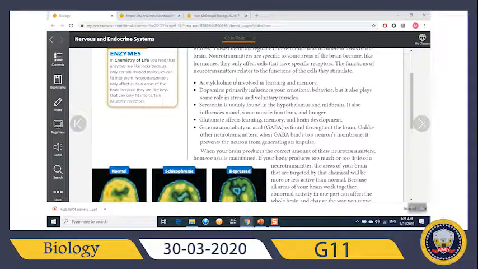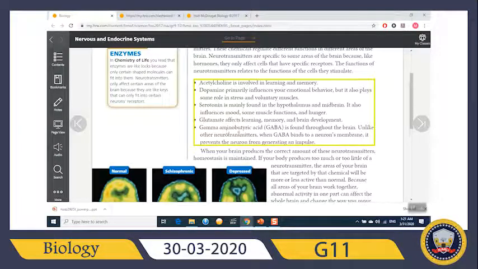Serotonin. Serotonin is mainly found in the hypothalamus and midbrain. It also influences mood, some muscle function, and hunger. So, if I want to measure your serotonin levels while you are saying, I'm feeling hungry, I will notice that the serotonin levels are higher than normal. Now, glutamate. Glutamate affects learning, memory, and brain development.